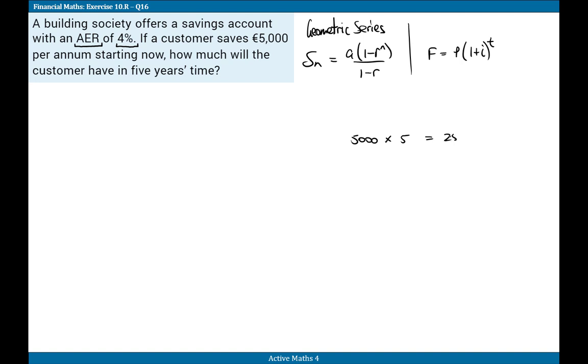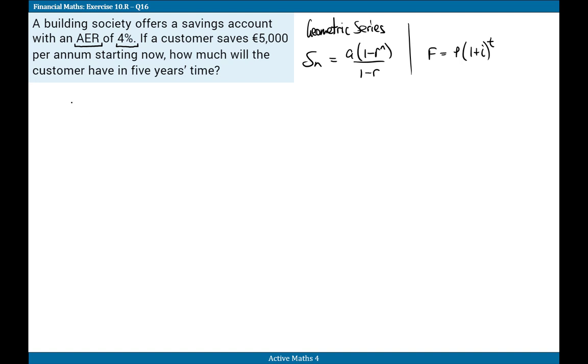Now look, if you have 5,000 and you save it for 5 years in a row, we would expect by the end we'll have at least 25,000. But remember that the bank will give you interest on each of those 5,000s. The thing about a question like this is the first 5,000 that you saved will get more interest than the last 5,000 that you saved.